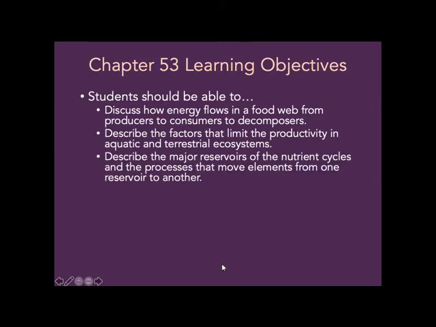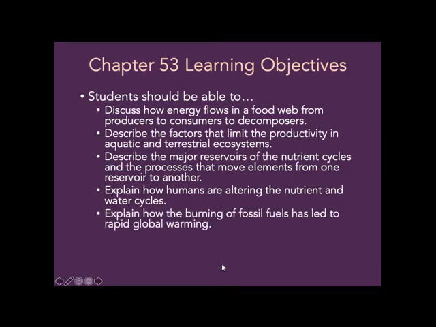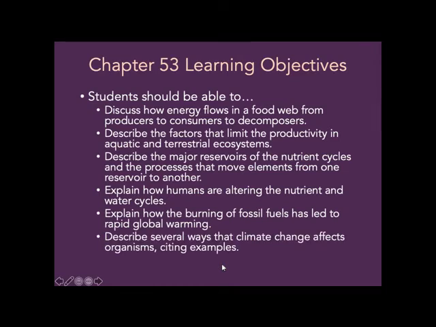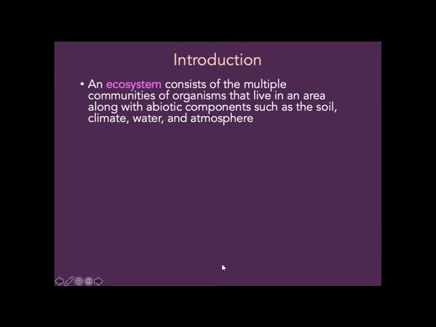You should be able to describe the major reservoirs of the nutrient cycles and the processes that move elements from one reservoir to another. You should be able to explain how humans are altering the nutrient and water cycles. And you should be able to explain how the burning of fossil fuels has led to rapid global warming, and also describe several ways that climate change affects organisms, including examples.